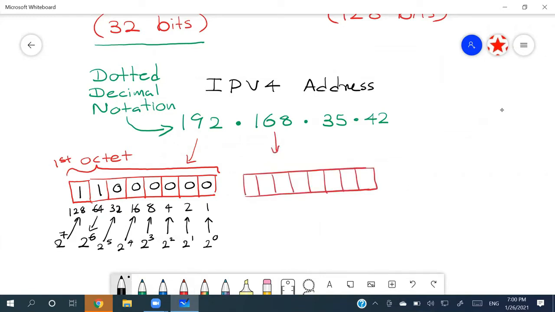All right, so for 168, that is 128 and another 40, right? So 128 plus 32 plus 8 will give you 168. So I can have zeros for all other places. So this is what we call the second octet.